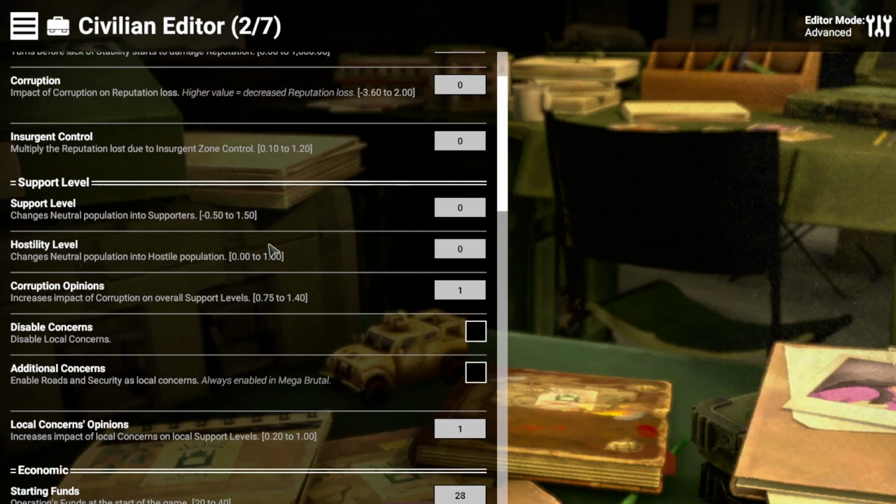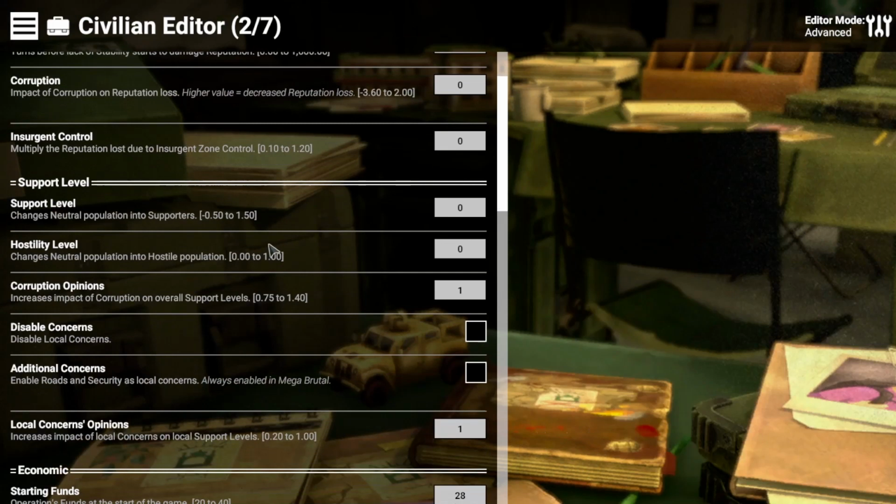Support level: starting support level. Global support level effectiveness is significantly reduced on higher difficulties. Positive values increase support, while negative values turn supporters to neutrals. Hostility level: starting hostility level. Positive values increase hostility and turn neutrals to hostiles, while negative values turn hostiles to neutrals.